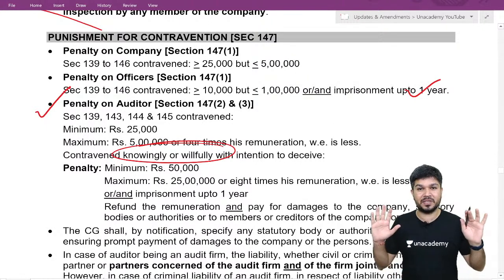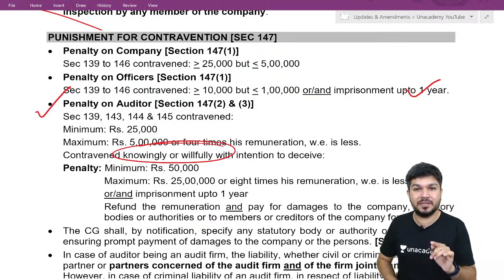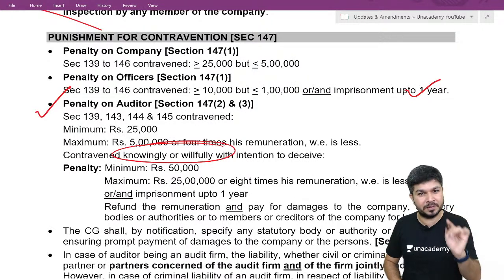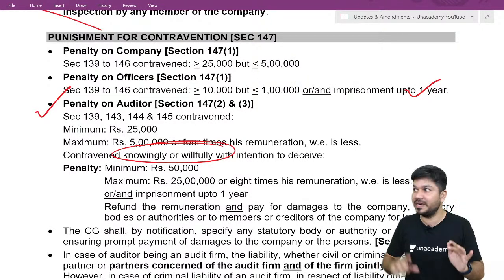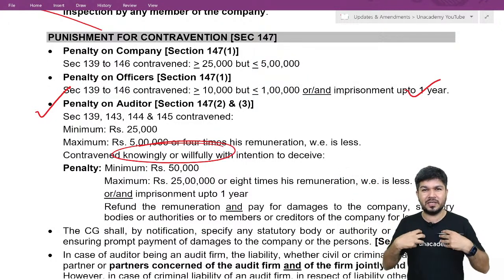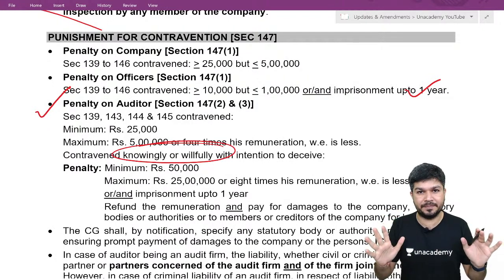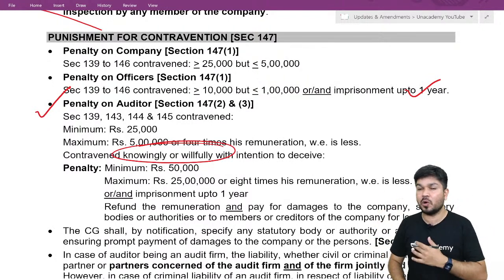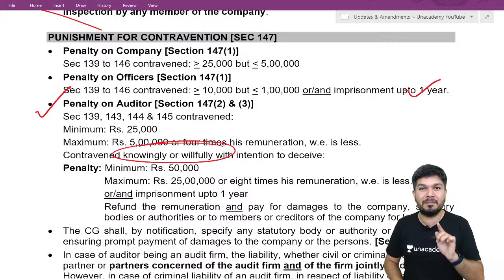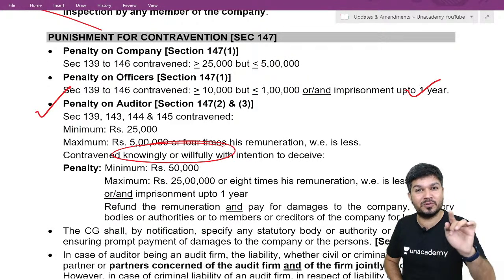Yeah, if he does something wrong knowingly, willfully, he has to refund the fees, and he has to pay for the damages anybody suffered because of his wrong reporting. Now sir, how much damage to be paid again will be decided by court of law. Okay, so auditor will have an imprisonment only if he does it knowingly, willfully. Sir, whether all partners will be imprisoned? Only the partner who has acted negligently or wrongly, that partner is only going to imprisonment.